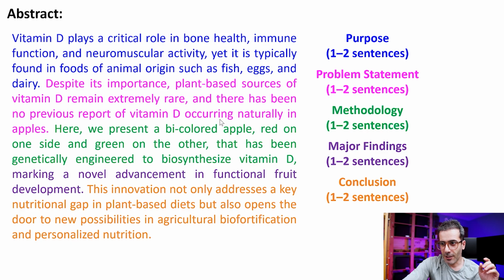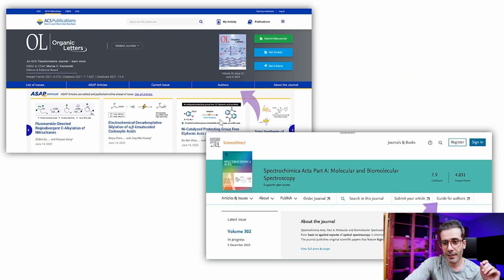And finally, the conclusion. This could really help fill the vitamin D gap for people who mostly eat plant-based food. Plus, it opens new possibilities for making other fruits more functional through bioengineering. So here I showed you all the 5 steps that I'm thinking of when I try to write an abstract.